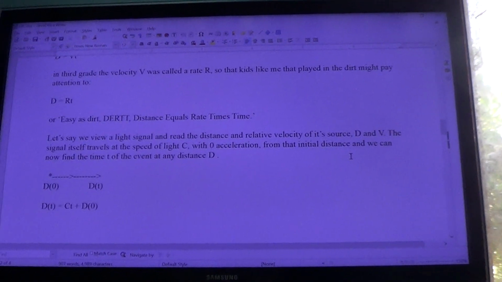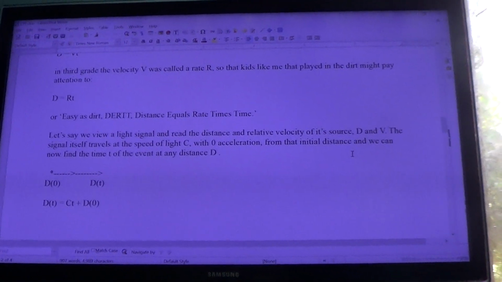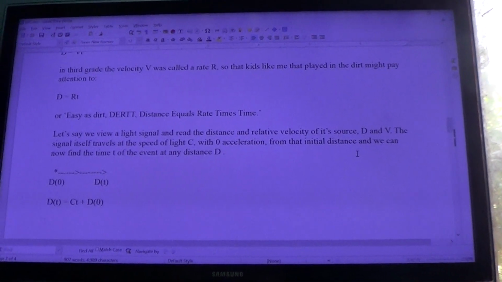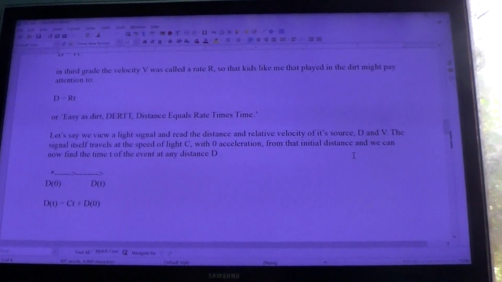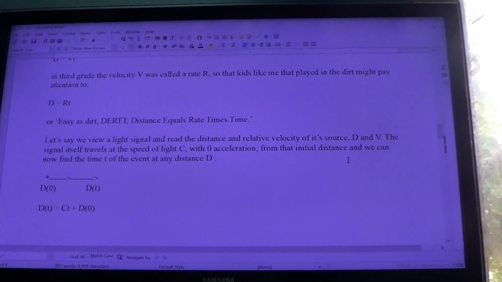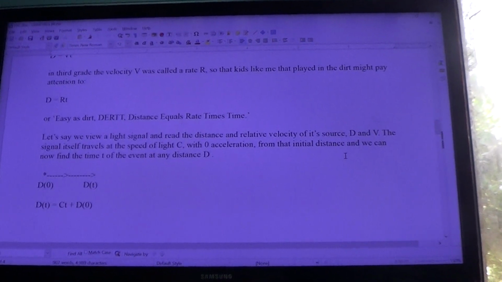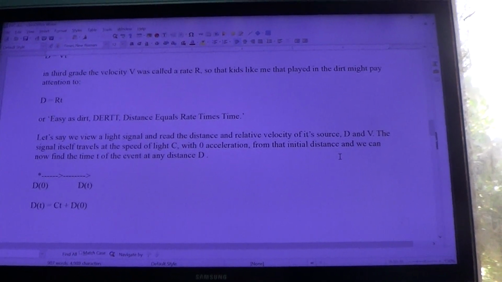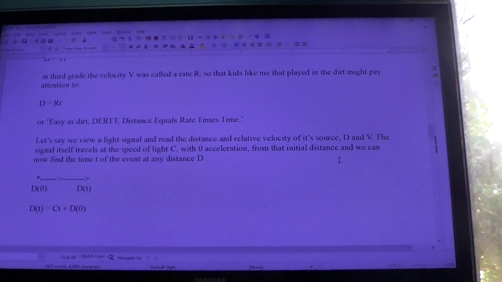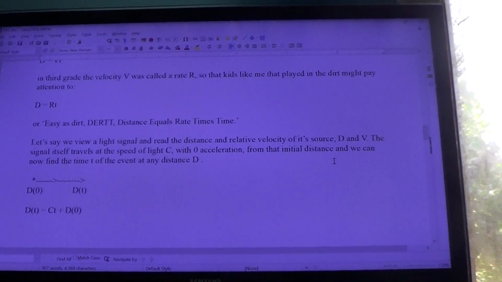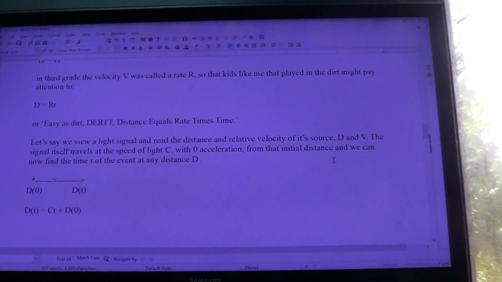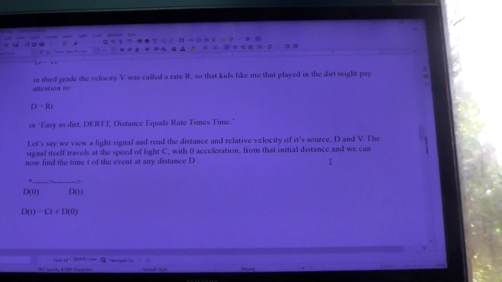In third grade, the velocity v was called a rate, r, so that kids like me that played in the dirt might pay attention to d = rt, or easy as dirt, d = rt, distance equals rate times time. Let's say we view a light signal and read the distance and relative velocity of its source, d and v. The signal itself travels at the speed of light, c, with 0 acceleration. From the initial distance, we can now find the time t of the event at any distance d.